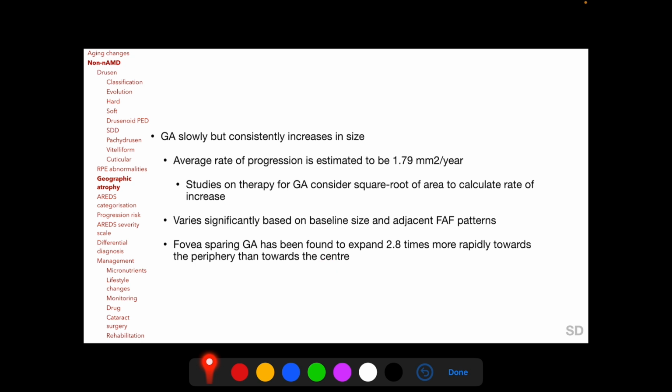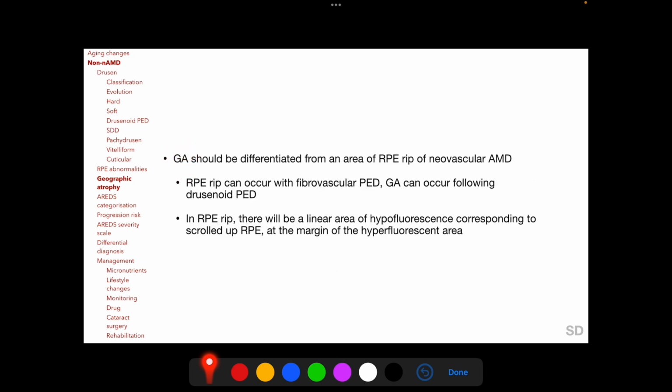Geographic atrophy needs to be differentiated from RPE tear of neovascular AMD, as both show transmission hyperfluorescence on fluorescein angiography. In an RPE tear there will be a linear area of hyperfluorescence corresponding to the scrolled up edge of the retinal pigment epithelium at one of the margins of the hyperfluorescent area of the exposed choroid.